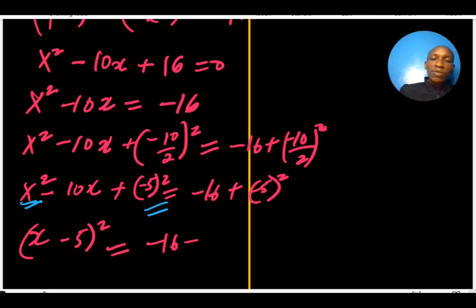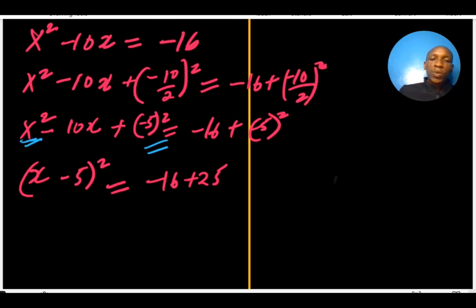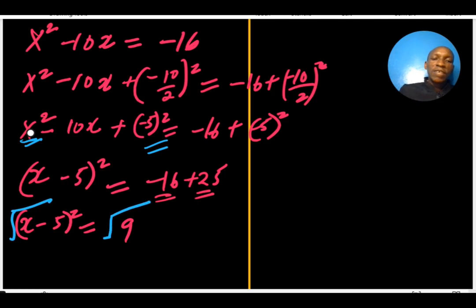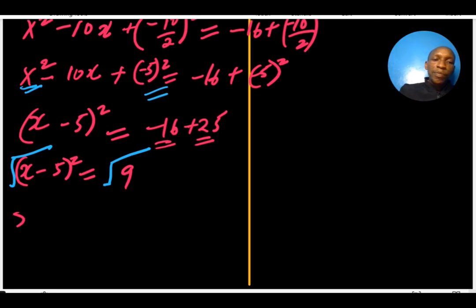Negative 5 squared gives you 25. So therefore this one means that x minus 5 squared is equal to negative 16 plus 25, that gives you positive 9. The next step is to find the square root of each side. So therefore this one gives you that x minus 5 is equal to plus or minus 3.